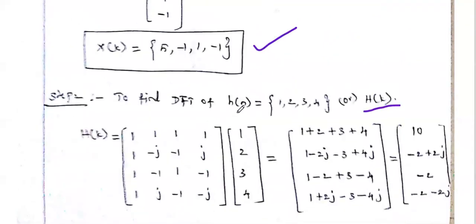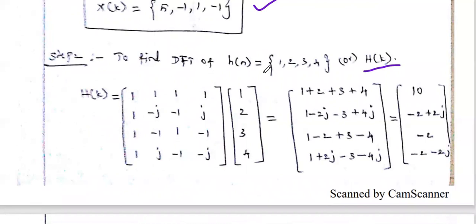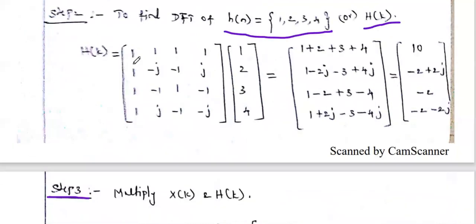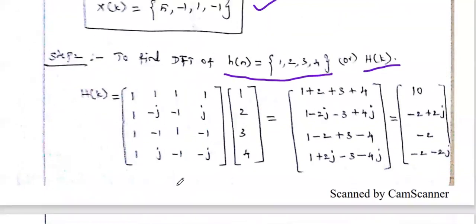So similarly, what is step number 2? We have to find the DFT of the second sequence h of n. What is the DFT of the time domain sequence h of n? It is indicated by capital H of k. Similar to the previous step, we have to obtain capital H of k using the twiddle factor matrix. The 4 twiddle factor W4 is multiplied with the h of n value. What is the h of n value?